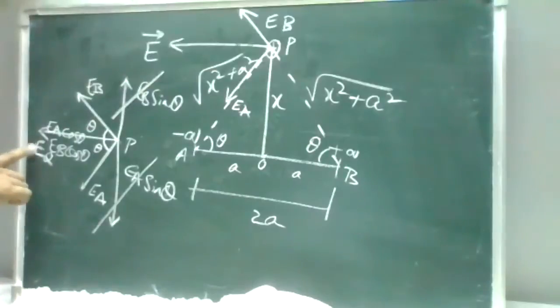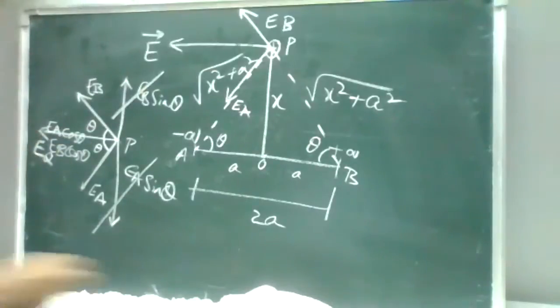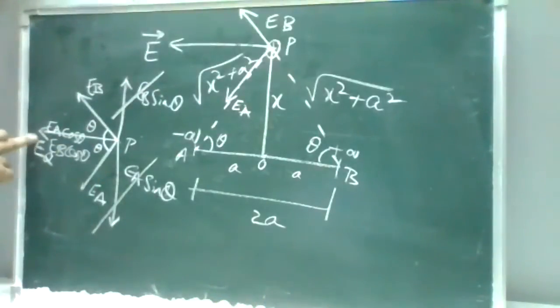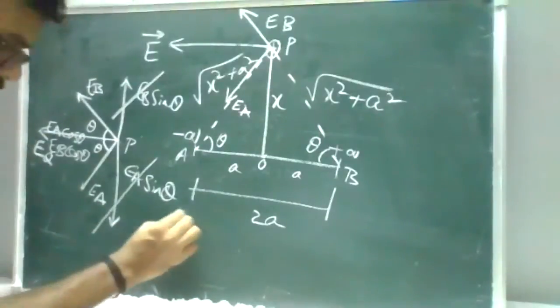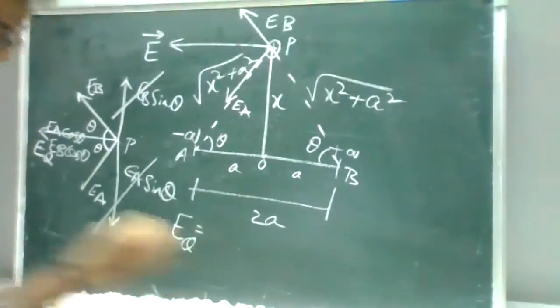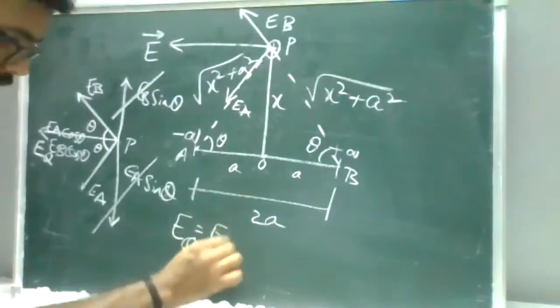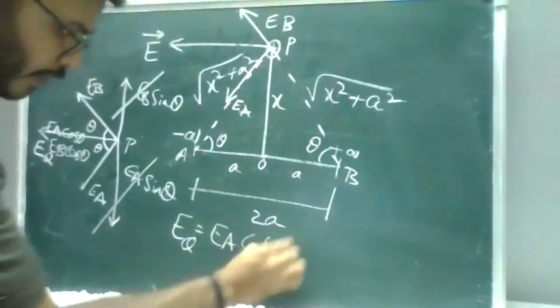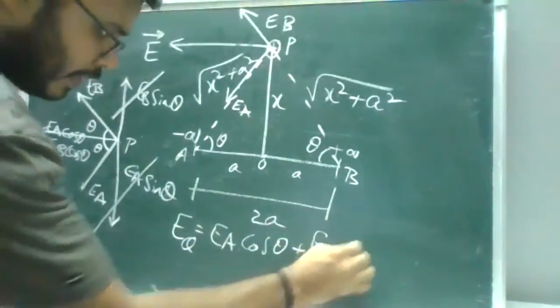Now we are going to find the equatorial, the resultant. Both are in the same direction, cos theta. So I can write EQ, that is equatorial, is equal to EA cos theta plus EB cos theta.